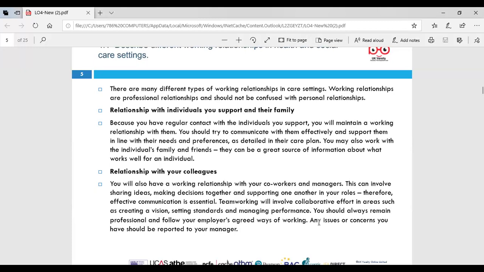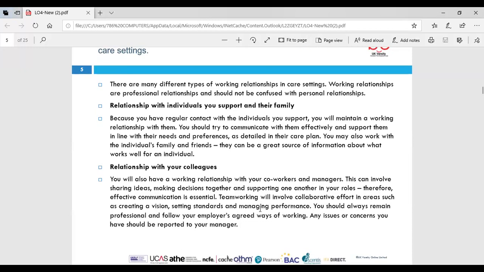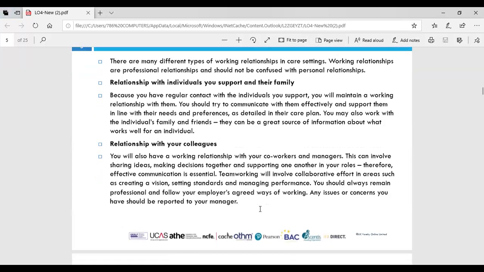Relationship with colleagues is very important, because you want team working. It reduces the burden from you, so there's equal sharing of work. It creates a vision of common goals and set standards and managing performance. So you should always remain professional and follow your employer's agreed ways of working, and you should be reporting to your manager if there are any concerns in relationships.